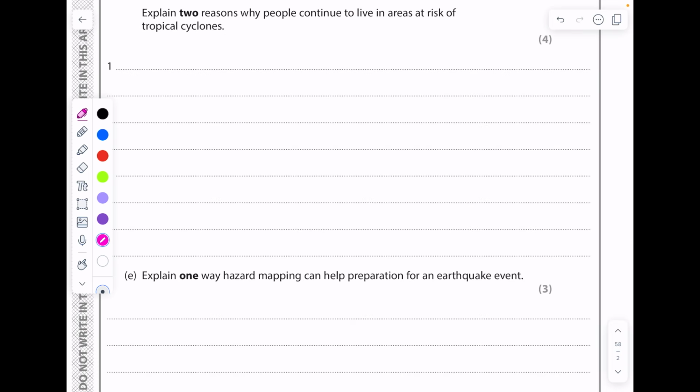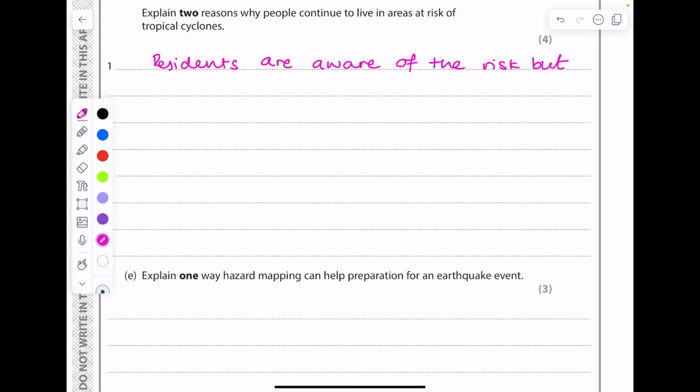Explain 2 reasons why people continue to live in areas at risk of tropical cyclones. So why do people continue to live in areas where tropical cyclones occur? Well, first of all, they may be aware of the risk but accept that as part of the life of that area and do not feel that the danger to themselves and their lives is a big enough reason to prompt them to move out.